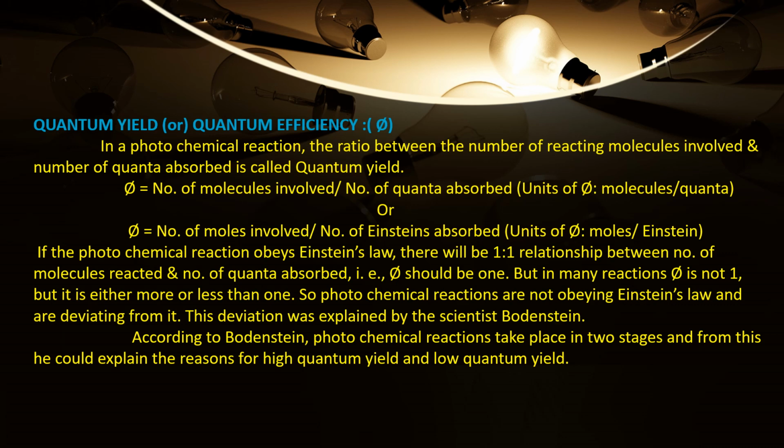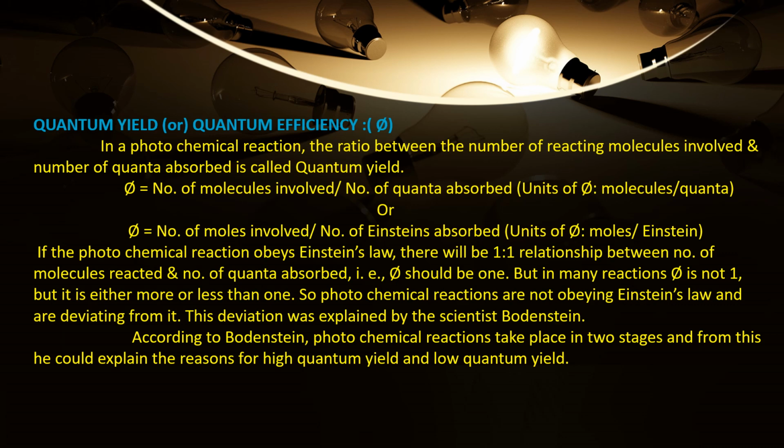In this video, we are going to learn quantum yield or quantum efficiency, reasons for high quantum yield and reasons for low quantum yield. In the previous video, we started photochemistry and there we have learned introduction to photochemistry, types of reactions, differences between thermal and photochemical reactions, and also two laws of photochemistry. This is the continuation and this is the next topic.